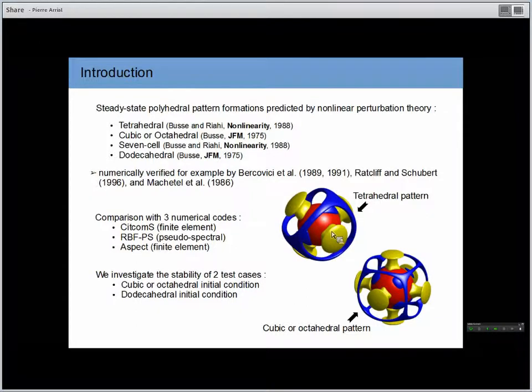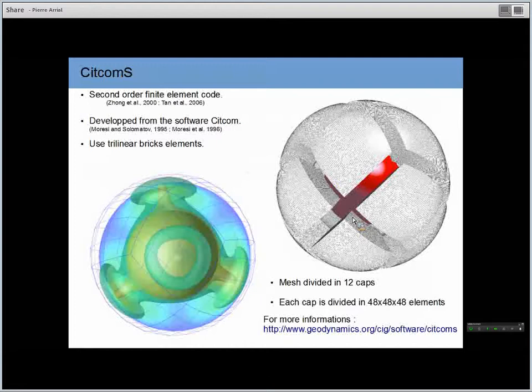So I'm going to present a comparison between three different numerical codes: two finite-element codes, CitcomS and ASPECT, and a pseudo-spectral code called RBF. First I'm going to show you results of two different cases. The first test will be the cubic or octahedral initial conditions, and the second will be the results for the dodecahedral initial conditions. I will first briefly describe the three different codes that we used for this comparison.